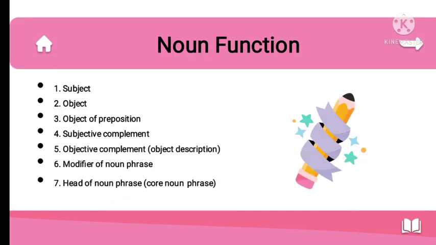And last, for this occasion is about noun function. Number 1 is for subject. Number 2 for object. Number 3, object of preposition. Number 4, subjective complement. Number 5, objective complement. Number 6, modifier of noun. Number 7 is head of noun phrase.